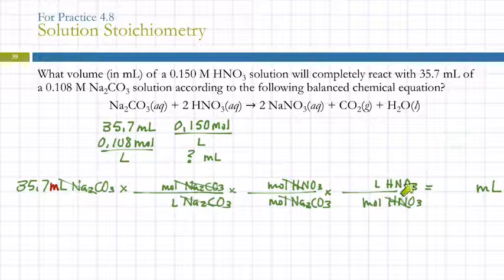So this is the molarity of the nitric acid, 0.150 moles. So that needs to go down here on the bottom. And the molarity of the sodium carbonate is 0.108. It's moles per liter, so that number goes on the top. And then the numbers here come from the coefficients. There's an understood 1 in front of sodium carbonate and a 2 in front of nitric acid.